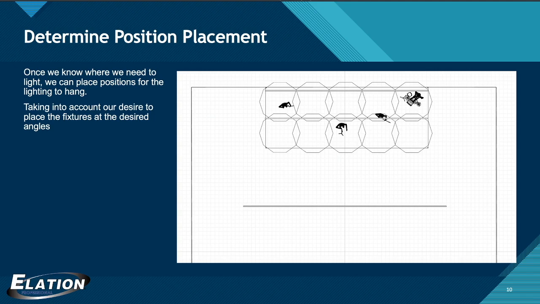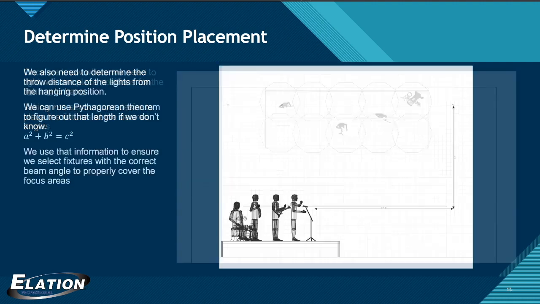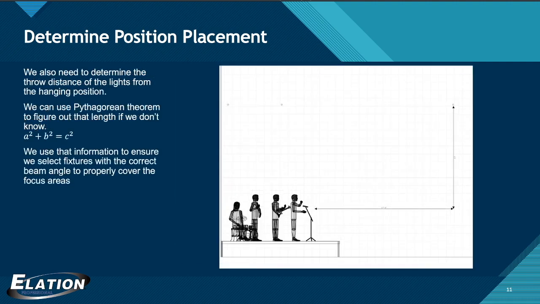We're going to want to look at the stage, and we are going to want to determine the hang height. What height are the fixtures going to be? And now we can decide what distance away from the stage will provide a 30 to 45 degree angle. The other thing we're going to need to define is the throw distance of the lights from the hanging position. And we can do that with a little bit of geometry.